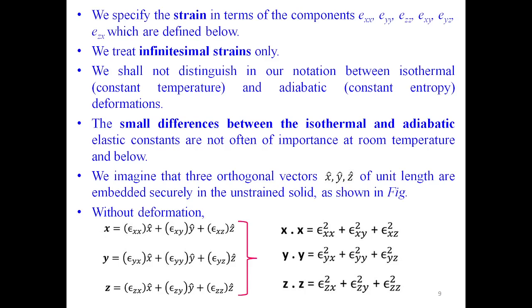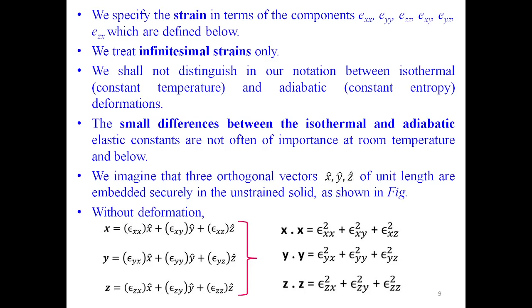We specify the strain in terms of the components E xx, E yy, E zz, E xy, E yz and E zx, as we already discussed, which are defined below. We treat infinitesimal strains only. So here we consider infinitesimal strain in solid for which Hooke's law is valid. So we shall not distinguish in our notation between isothermal and adiabatic deformations. The small differences between the isothermal and adiabatic elastic constants are not often of importance at room temperature and below.